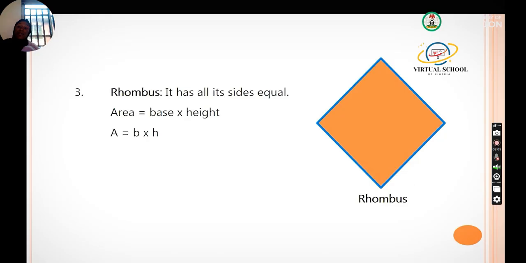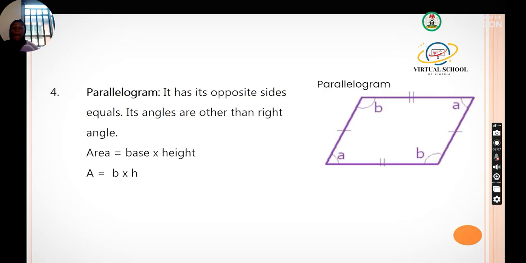Moving forward, a parallelogram. It has its opposite sides equal. From the previous example we have examined, by now you should be able to understand opposite. This is opposite to this. This is opposite to this. So I said it has its opposite sides equal. This is equal to this. This also means this one is equal to this. So its opposite sides are equal.